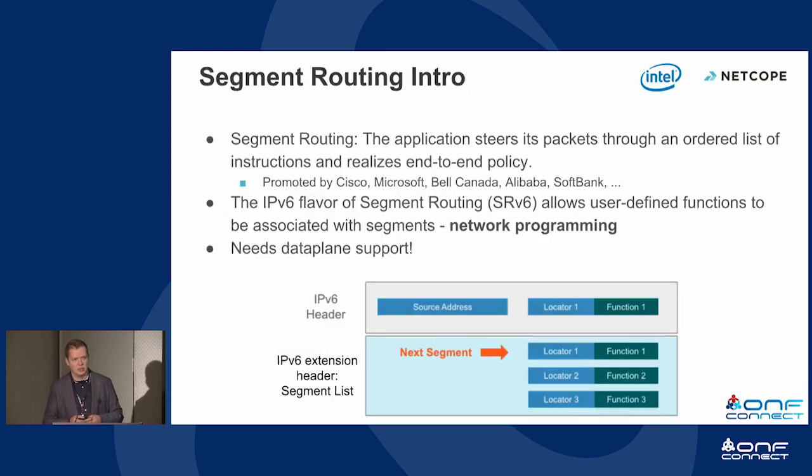Another use case that we looked into and implemented in P4 is segment routing. Segment routing is a source routing technology which enables us to do service chaining, to control the path of the packet through the network and add information or instructions to the packet so that the devices in the network will know what to do with the packet.